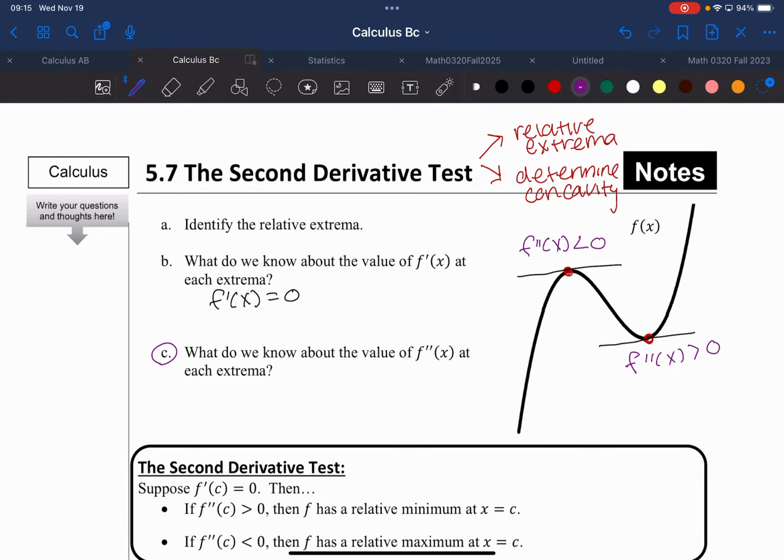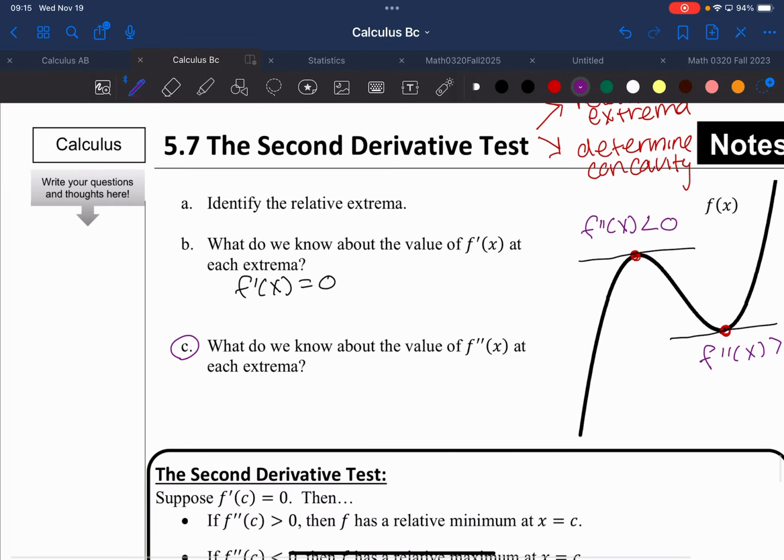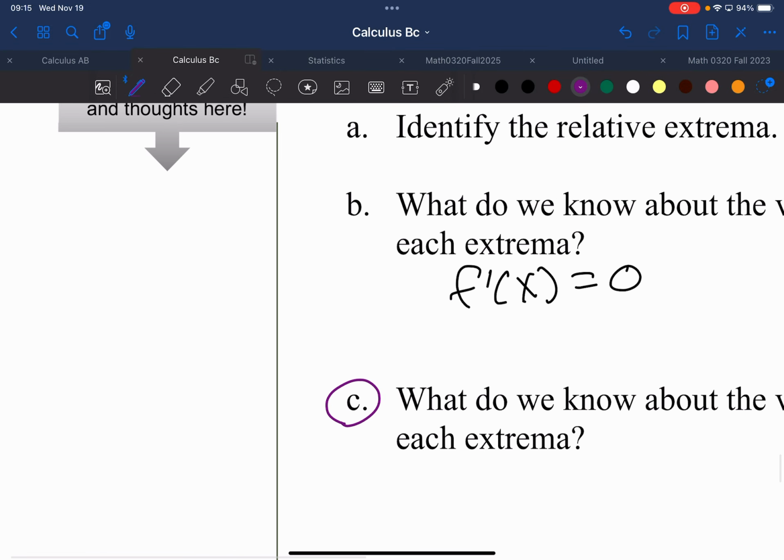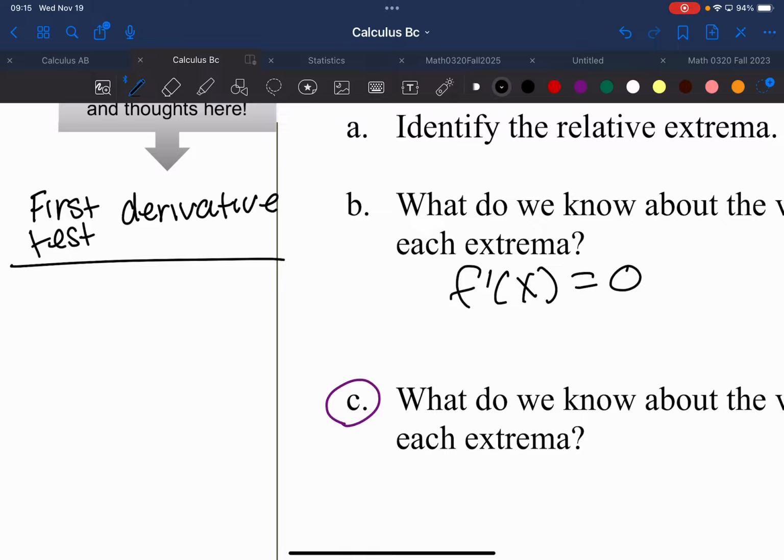So before we start talking about the second derivative test, I want to remind you what it means to do the first derivative test. So off to the side, we have the first derivative test. Okay. So for the first derivative test, that is helping us find if we have a relative max or a relative min. So for a relative maximum, we know that the derivative changes signs from positive to negative.